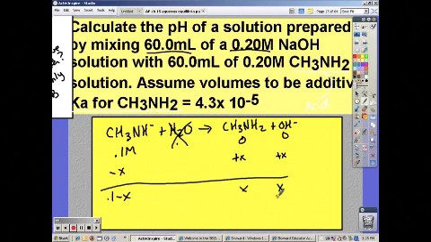We do our ICE table. When we solve for X, we're going to get our OH concentration. Be careful, they gave you the Ka for CH3NH2, which means you need the Kb because we didn't start with an acid. We started with its conjugate base.